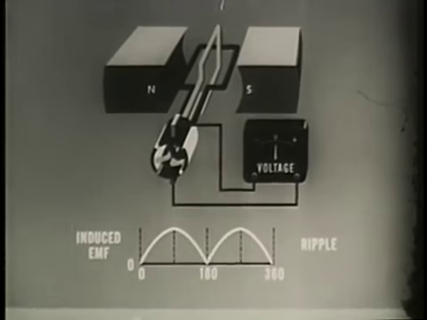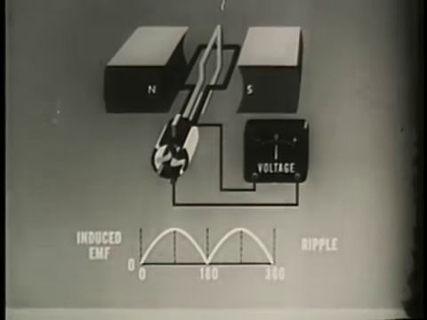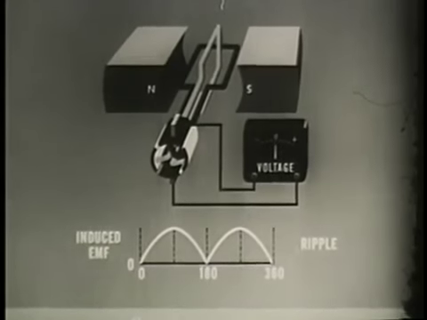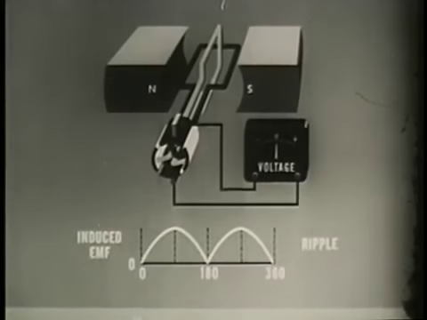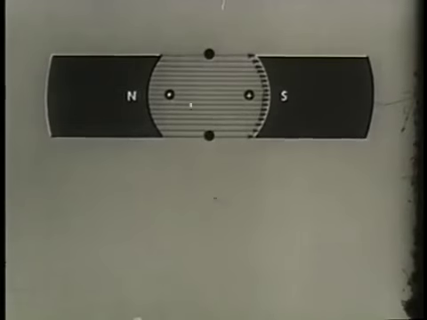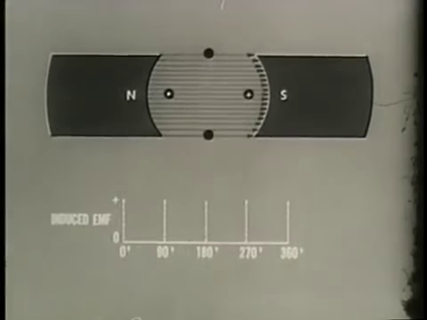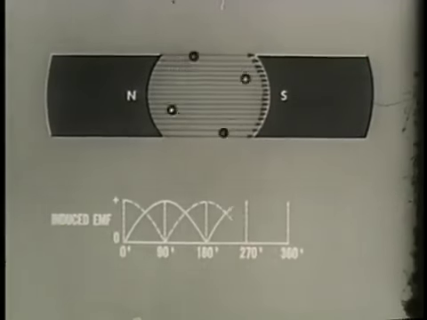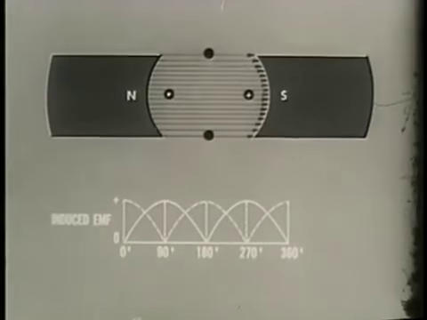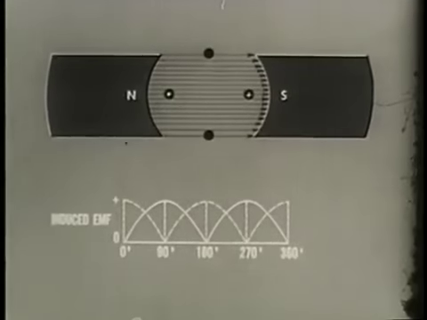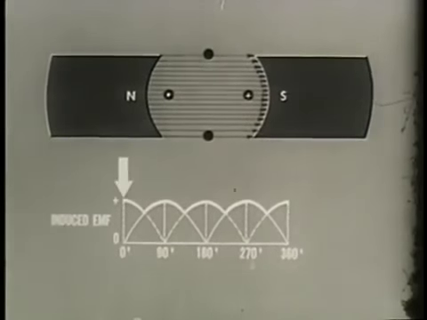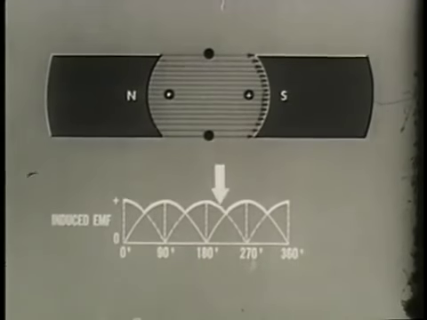Two loops at right angles connected to 4 commutator segments provide 2 outputs instead of 1. These outputs are 90 degrees displaced or apart, which combine to smooth the DC output. However, even with 2 loops and 4 commutator segments, the rectified curve is still somewhat irregular.